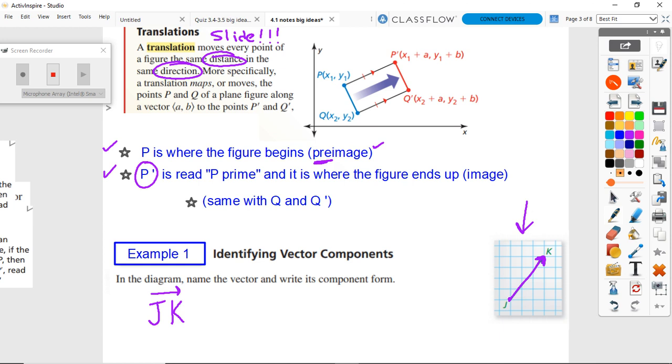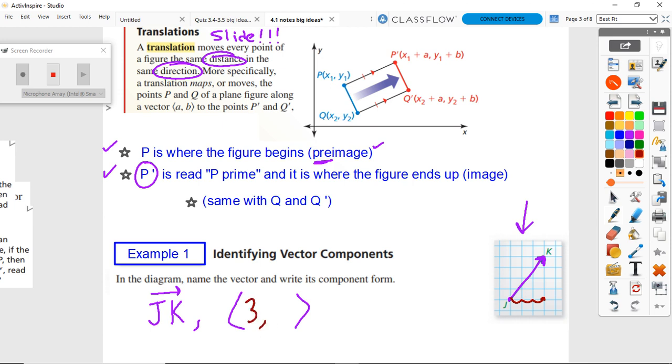And again, it's different than KJ. KJ would tell me to start at K and move towards J. So the name of the vector is JK. And its component form. All right, now for this, it's just like, what did it do? How did it get from J to K? So I went 1, 2, 3, sliding to the right.